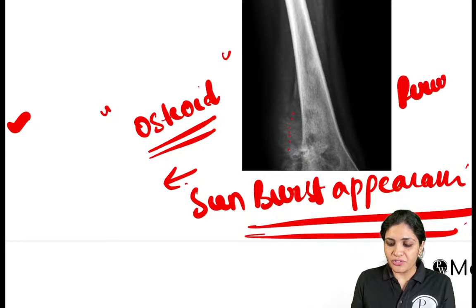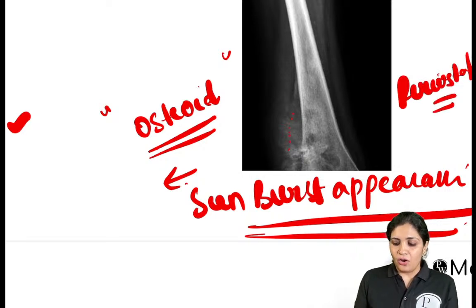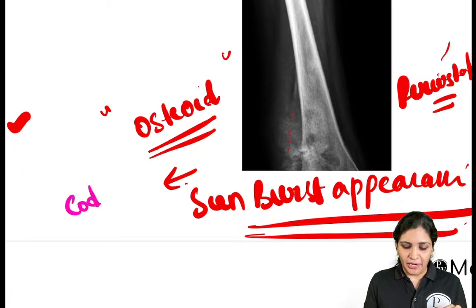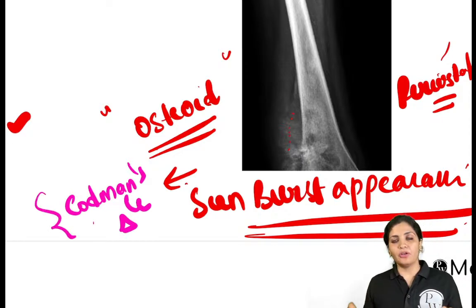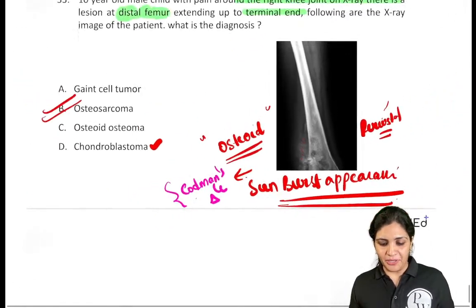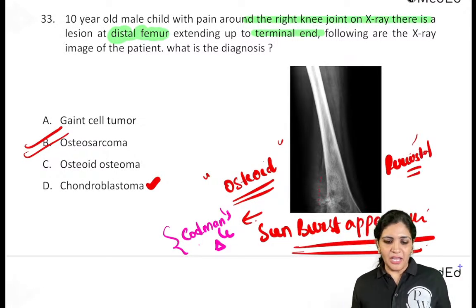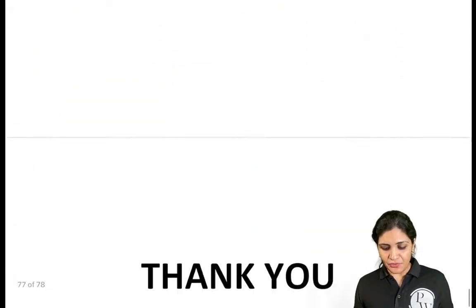There is a lot of periosteal reaction in the case of your osteosarcoma, and this is seen in terms of your Codman's triangle. So there is one more thing you have to remember: your Codman's triangle and the sunburst appearance, very specific for your osteosarcoma, right? So that completes the questions from our side.